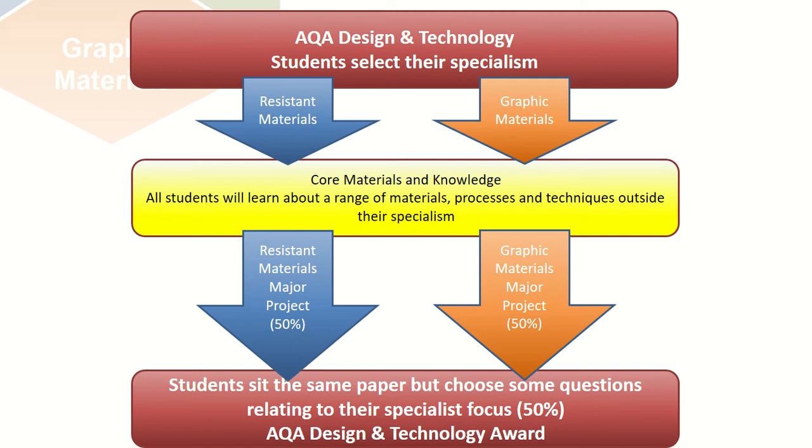You will notice from the diagram that there are some overlaps between the two courses. All students for design technology will learn about core materials knowledge. So graphic students will learn about resistant materials, metals, plastics, textiles, and electronic systems, and likewise so will the resistant materials students.